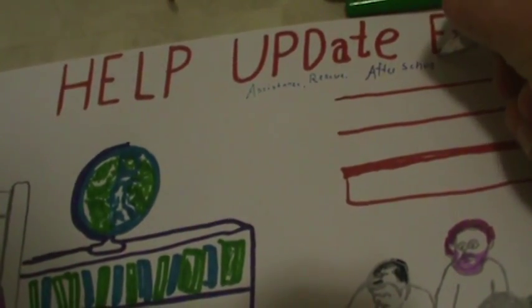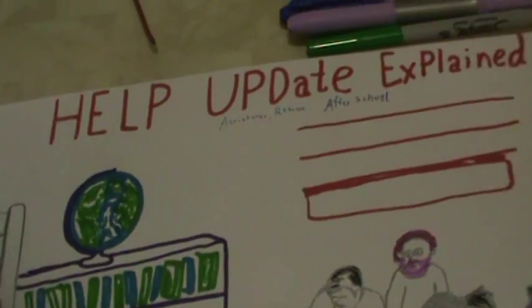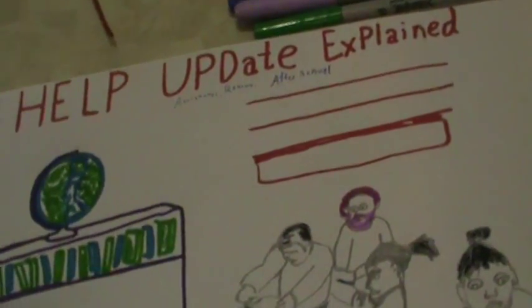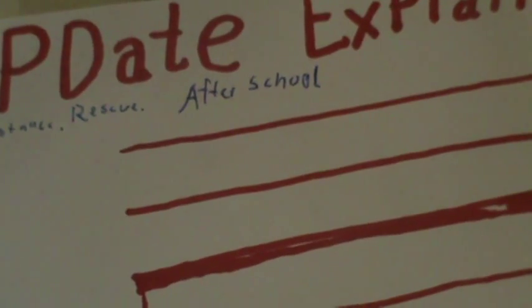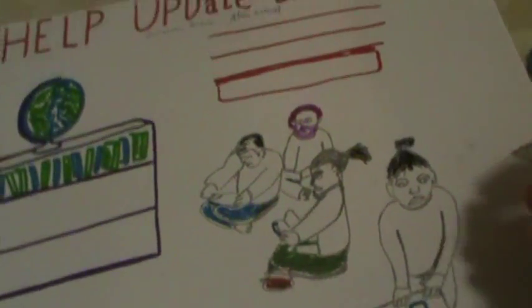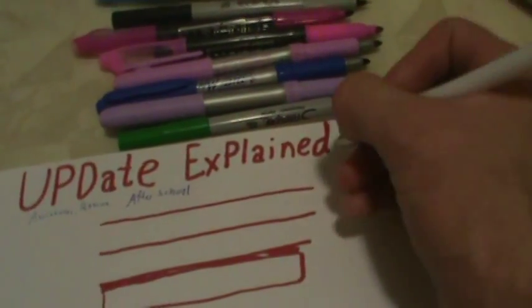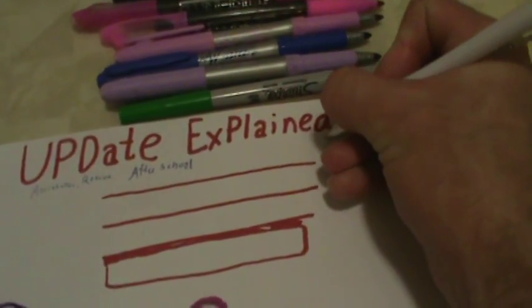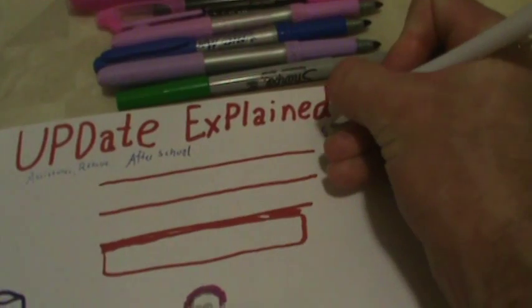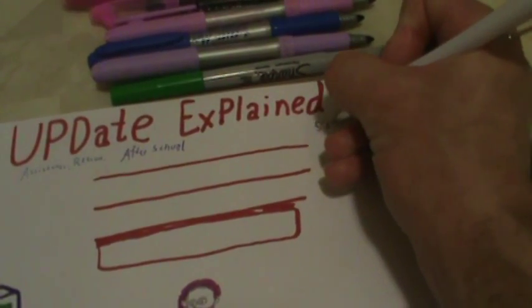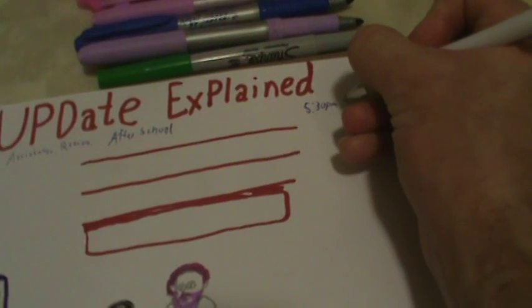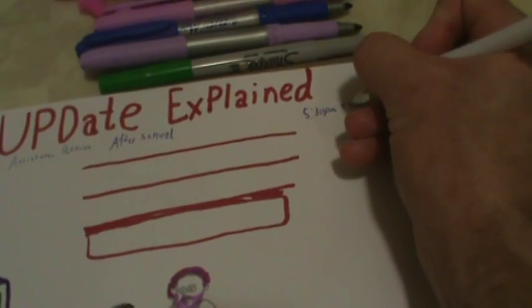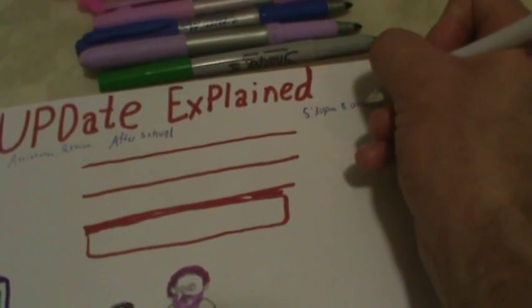Such as band, if most of us have ever been in band before. If this was considered an after school activity, it would be towards the end of the day, between the hours of 5:30 p.m. and 8 o'clock p.m., something like that.